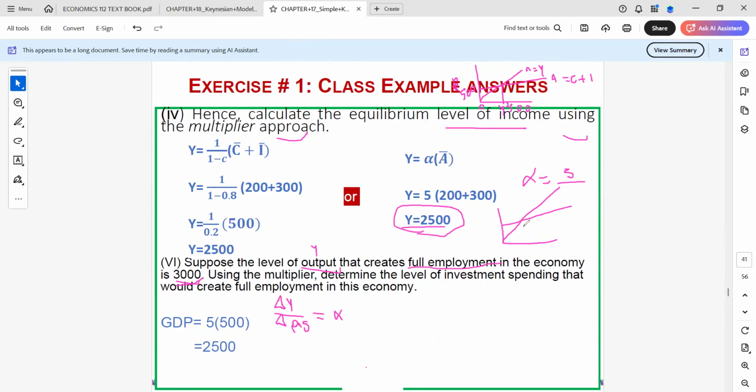And here, our income is currently at 2,500. Let me just include the zeros. Now they're saying the total output that will create full employment. You know that at full employment, it's where your aggregate expenditure is equal to your income. So now they're just referring to the new equilibrium point. The new equilibrium point in our graph here starts at 500.